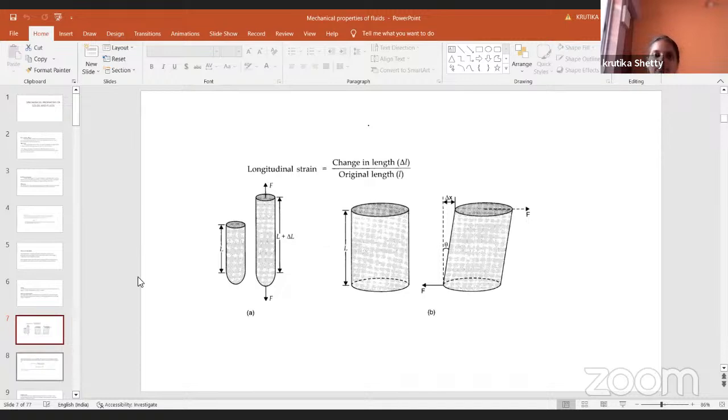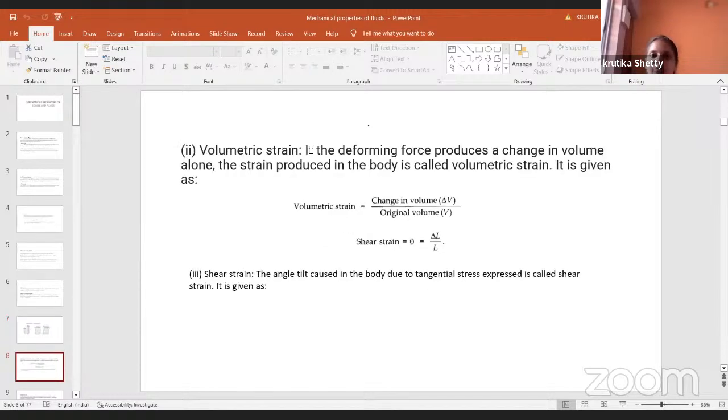Then in the same way we have the volumetric strain, also called volume strain, or bulk strain. As I told you, different books use different terms. What is common is the force applied on the body. If there is a change in the length, it is called longitudinal strain. If it is a change in the volume, it is called volumetric strain, volume strain, or bulk strain.